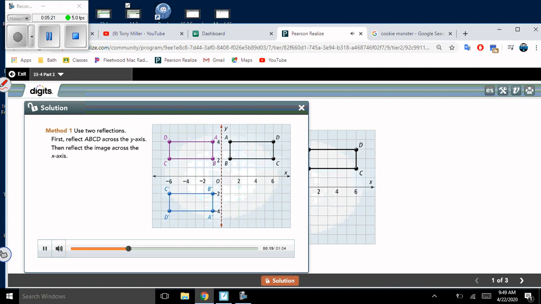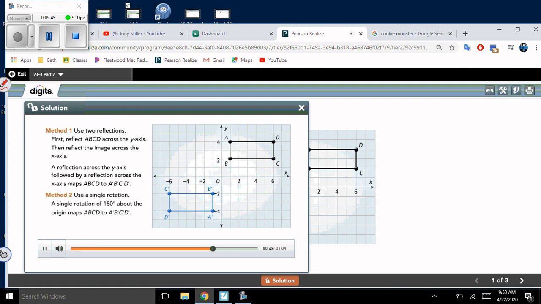Then reflect the image across the x-axis. A reflection across the y-axis followed by a reflection across the x-axis maps A, B, C, D to A prime, B prime, C prime, D prime. Method 2. Use a single rotation. A single rotation of 180 degrees about the origin maps A, B, C, D to A prime, B prime, C prime, D prime.